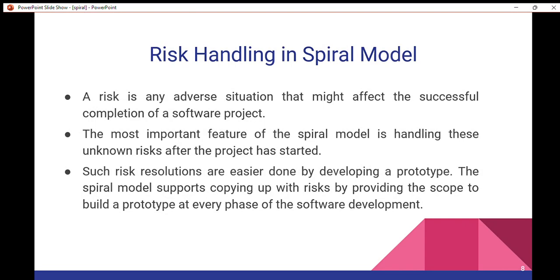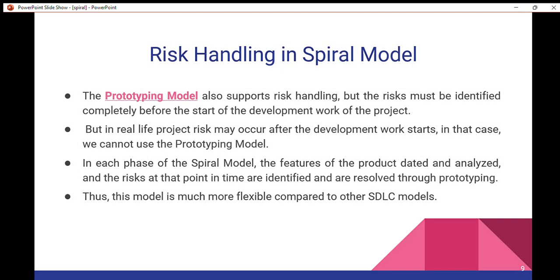Risk handling: a risk is any adverse situation that might affect the successful completion of a project. The most important feature of the spiral model is handling the unknown risks after the project has started. The prototyping model also supports risk handling, but the risk must be identified before the start of the development work of the project.